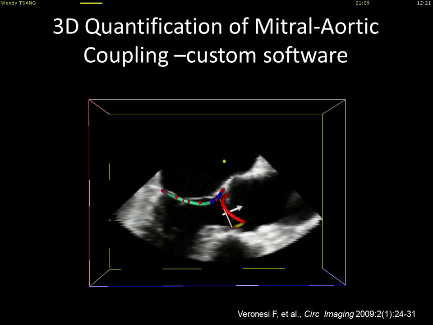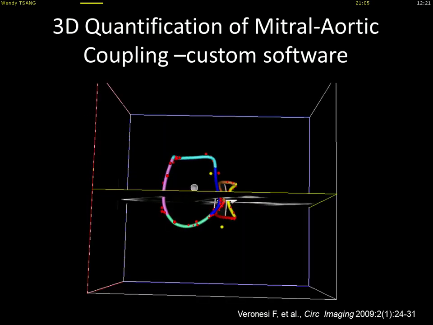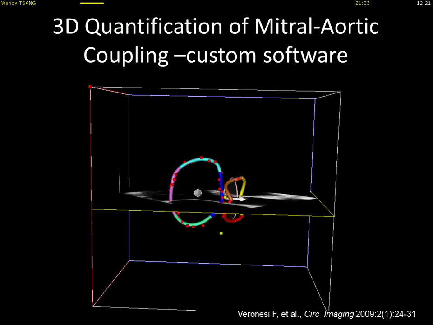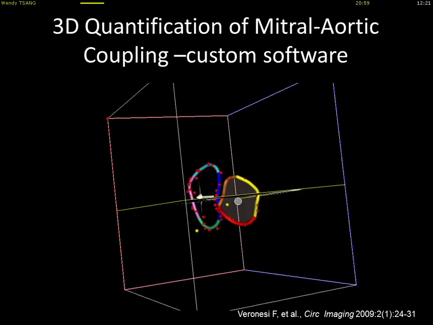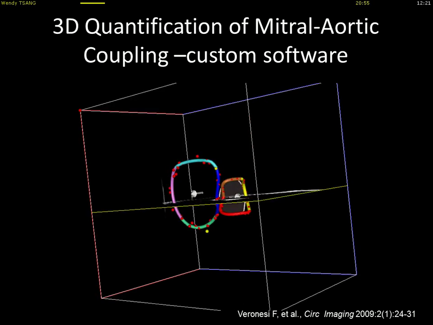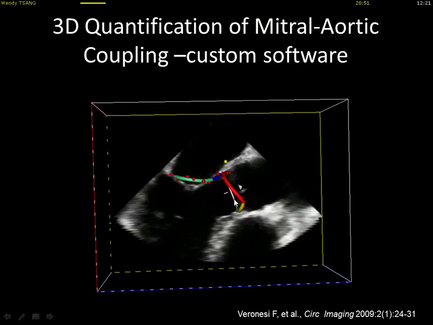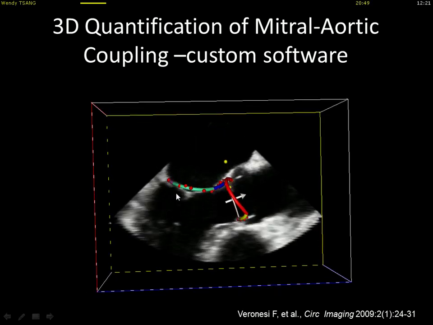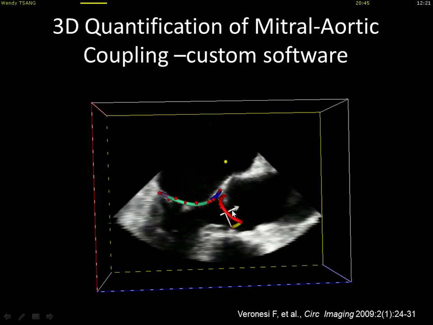So, just looking at the valves is not enough. We have to be able to quantitate what's going on. There is no single measurement that actually summarizes what aortic mitral coupling is. It's about being able to look at the interactions between several measurements. Now, how do we do this? Initially, we developed custom software. This custom software took the 3D data set and was able to track the valves, the mitral and the aortic, in 3D time and space.